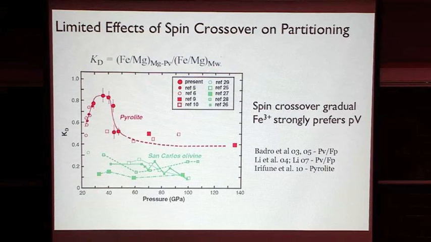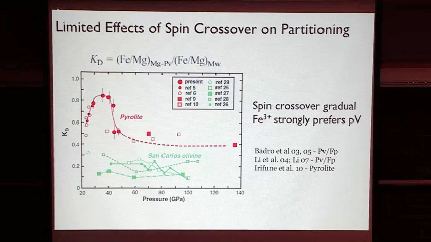Although my personal opinion, also supported by a more recent study, is that spin crossover in the mantle is quite gradual and broad. And also Fe3+ would have a very strong preference. It almost does not go to ferropericlase. So I don't think this effect would be really dramatic. It probably has an effect, but I don't know how much it is going to show up.